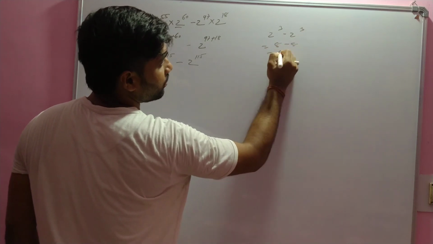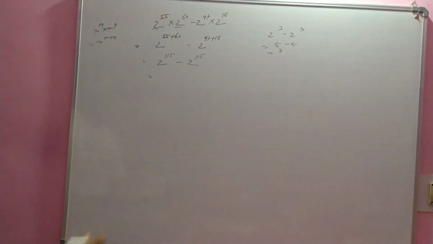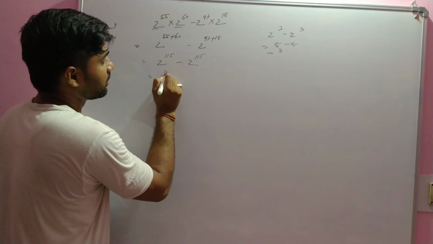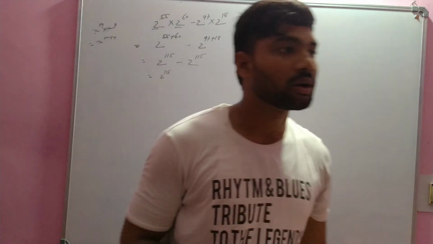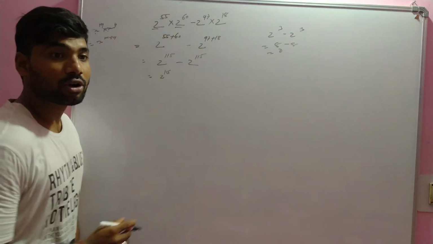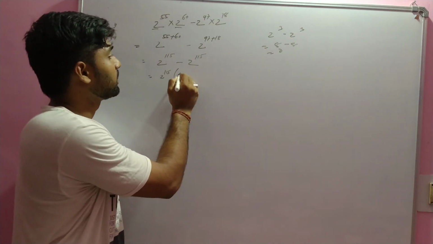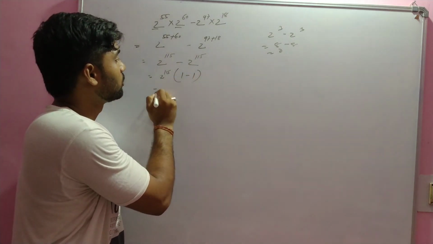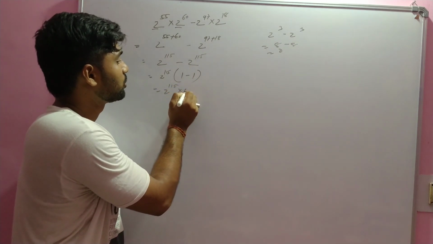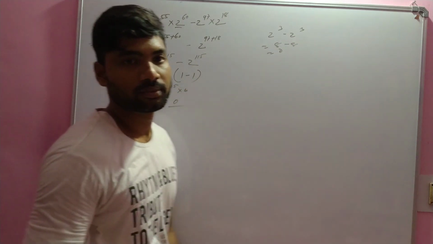8 minus 8 is 0. In another way, suppose 2 to the power 115 is taken as a common factor, because both terms have it. So it will be 1 minus 1, 2 to the power 115 into 0, that is equal to 0.